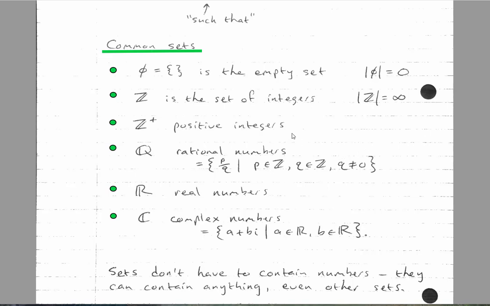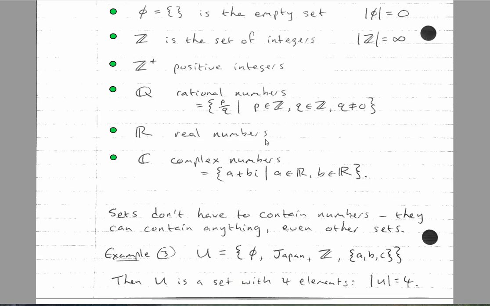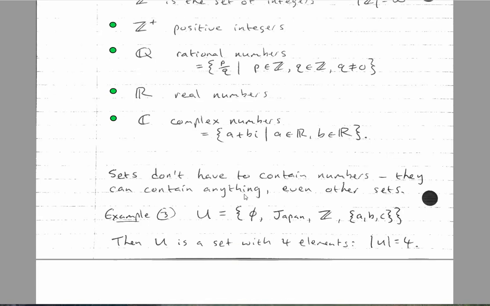Do sets have to be made out of numbers? No, it's a very general concept. The elements of a set could be anything. They could even be other sets.